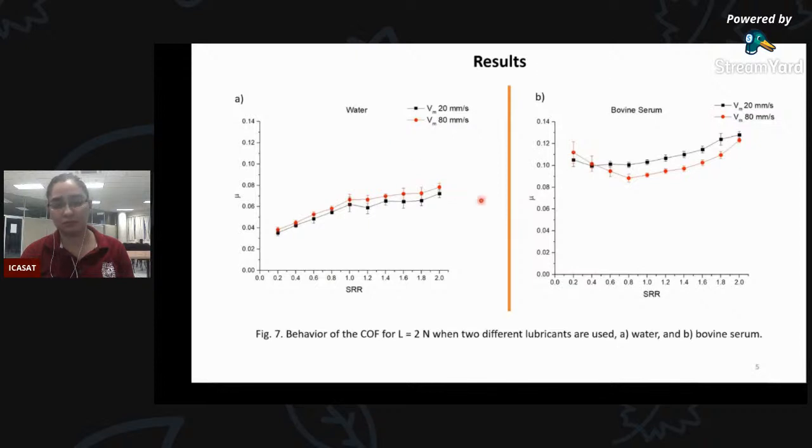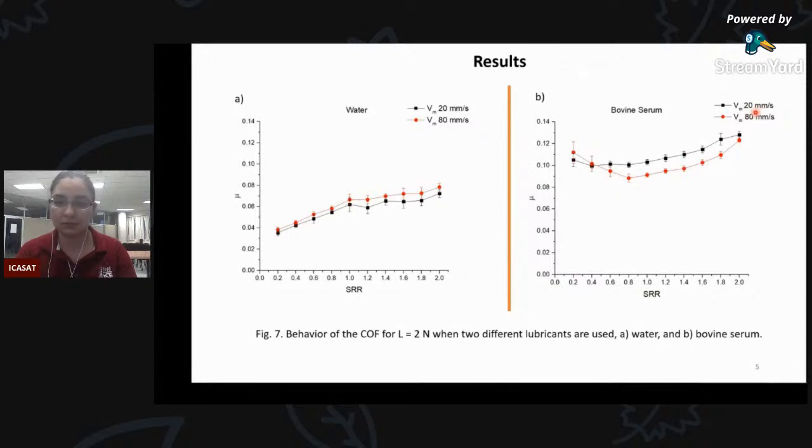We observe that all the time the coefficient of friction for a sliding to rolling ratio is higher for the serum than for the water. And the other point here is that the order of the parameters is different from the water. As you can see, the highest value of the coefficient of friction is when we have an entrainment speed of 20 millimeters per second.